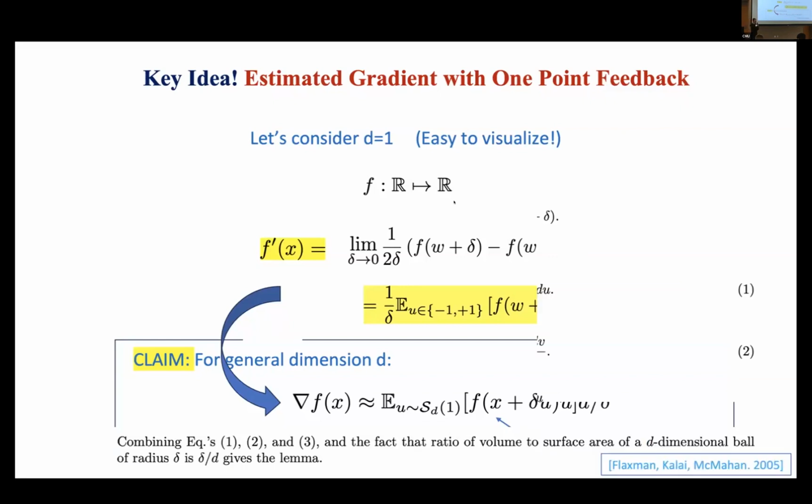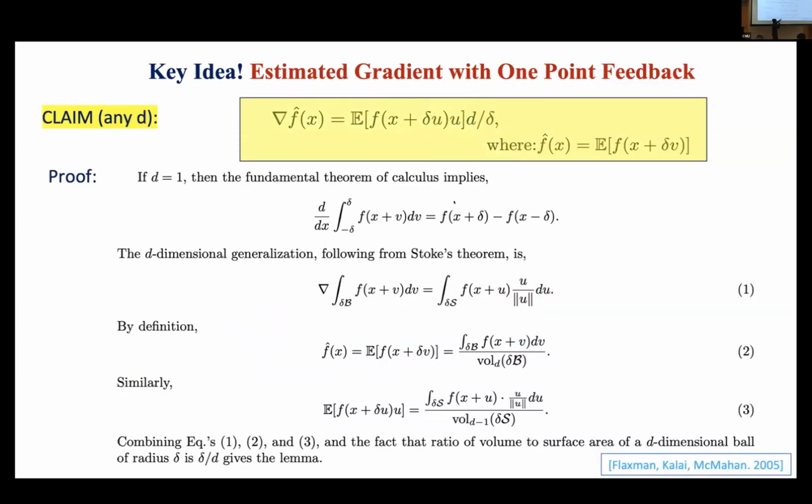If I am a little more precise about those approximated terms, this is the precise statement in yellow. Assume another function f hat, which is a smooth version of the original function f. It's a delta smoothing around my original function f. That's how f hat is defined. It's not really important to go into the details. It turns out that my estimated quantity, f of x plus delta u times u, has an expectation equal to the gradient of this smooth function f hat.